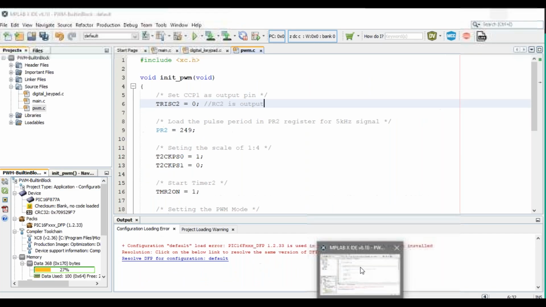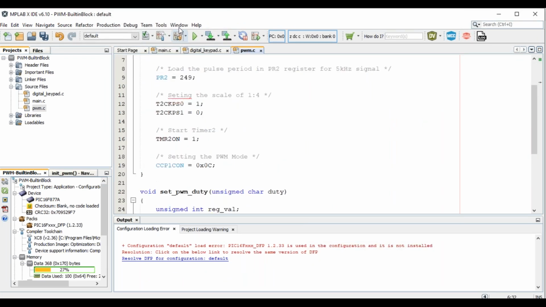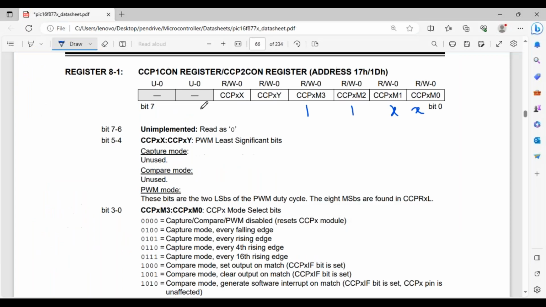X and X doesn't mean you are supposed to write an X. So what I am going to do here is, this CCP1CON register is bit accessible as well as byte accessible. So you can write CCPXM3 with 1, then CCPXM2 with 1, CCPXM1 with a don't care bit, CCPXM0 with a don't care bit. The first two bits of the CCP1CON register are unimplemented bits, so I'm going to have them initially return the value 0. I will retain the value 0.